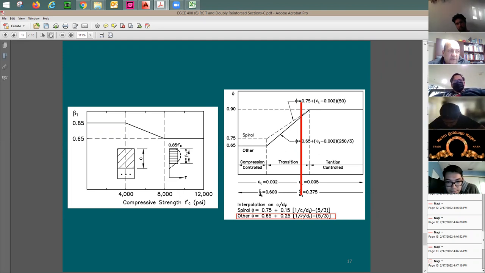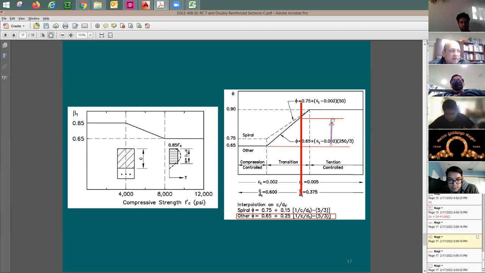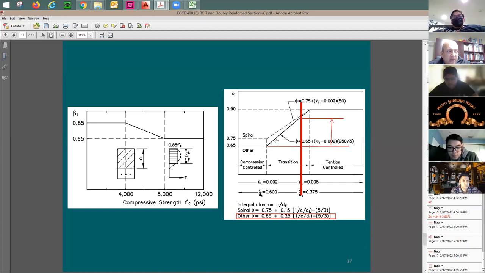So you can use this equation if you want to. This equation says that you're going to start from this point, it's going to be 0.65 plus the amount of increase that you have in here, which means the distance for the value of the phi factor from here to there. This amount of value here. See this? How do you figure this out? If you have the slope of this line, times the C over D subtracting the 0.6.